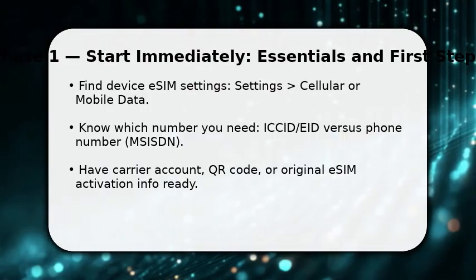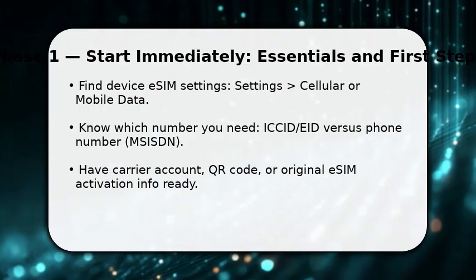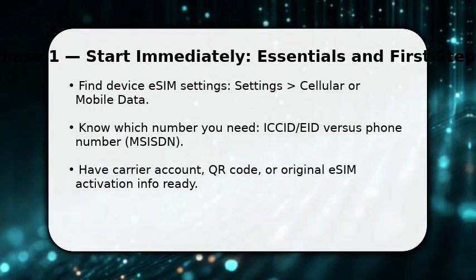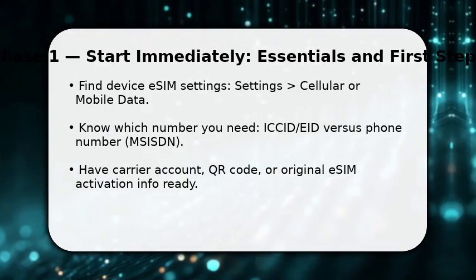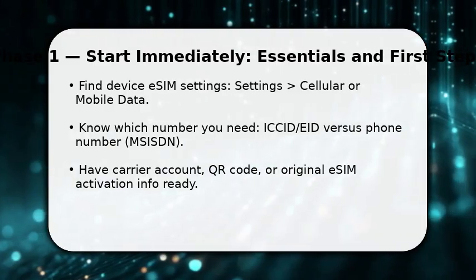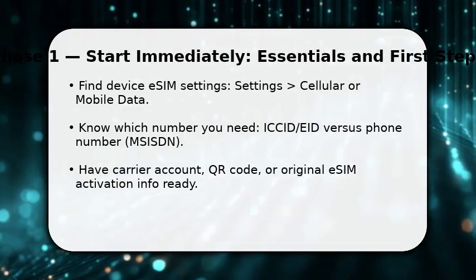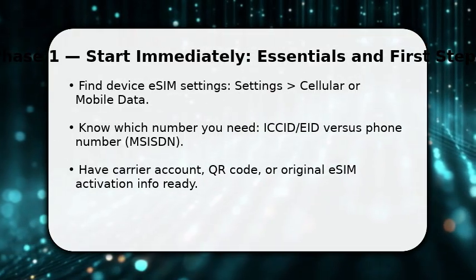You begin by opening your phone's cellular or mobile data settings. This gives access to the embedded SIM profiles. Once in, tap the active eSIM profile to reveal identifiers. Look for ICCID or EID as the eSIM serial and MSISDN for the phone number.